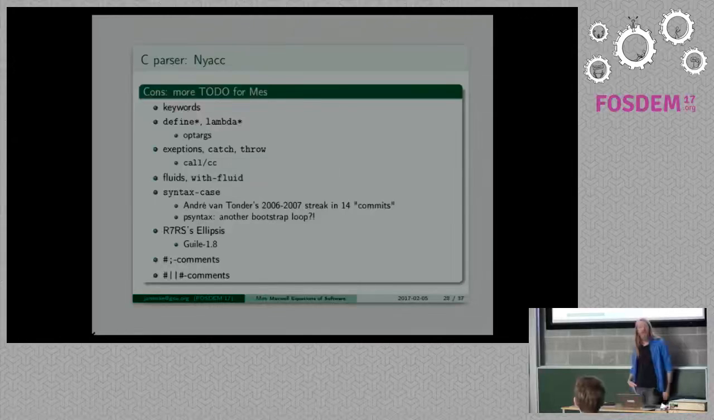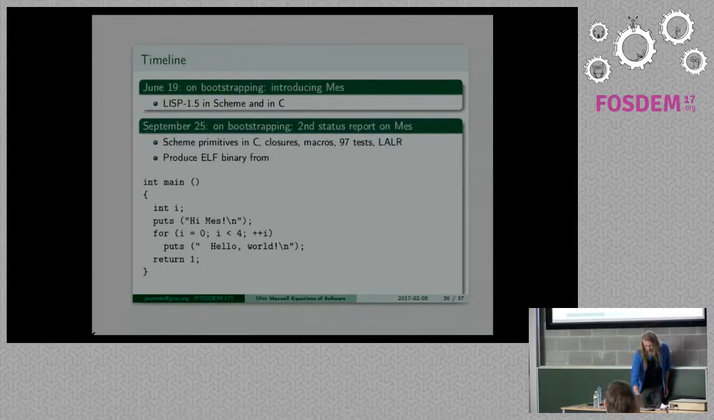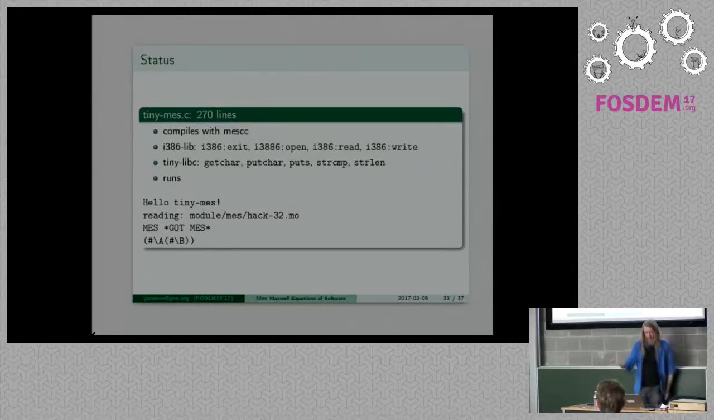And what I'm doing now is writing a smaller version of MES, which is 700 lines of C. And the compiler that I wrote in Scheme can compile that. I'm just skipping ahead here. I divided the problem up in smaller parts.